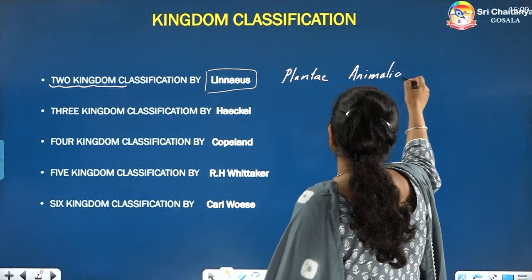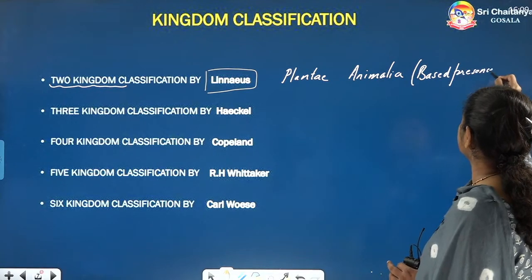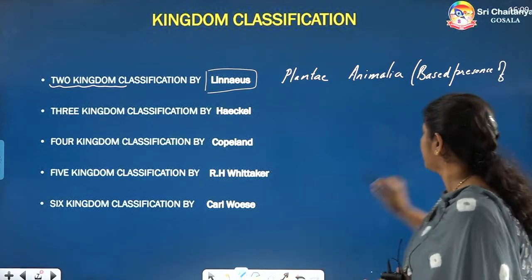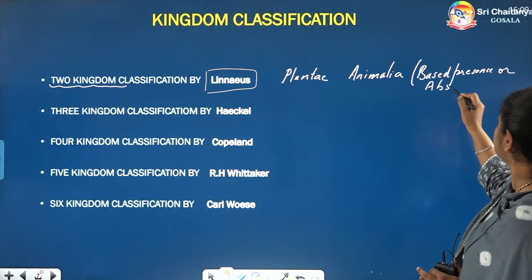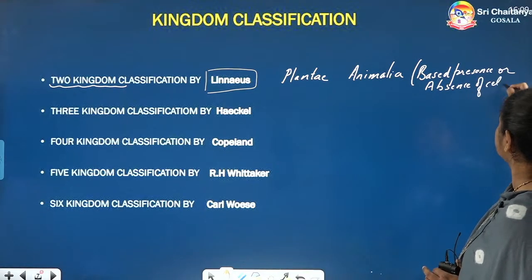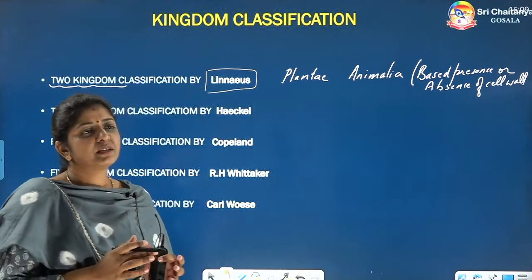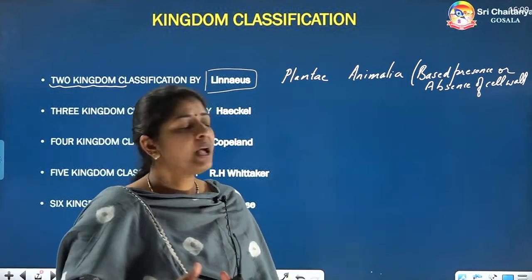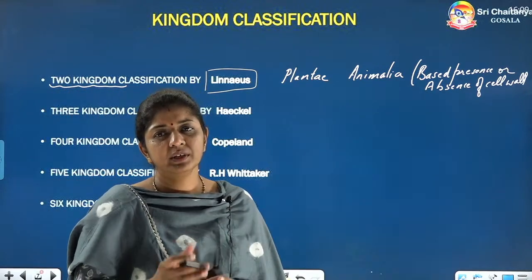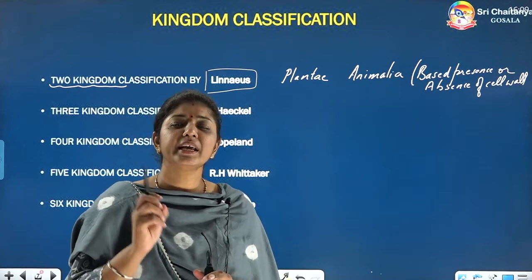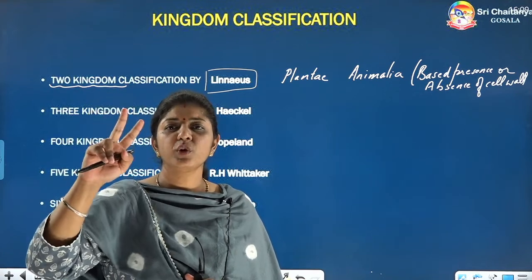right? That is based on presence or absence of cell wall. Fine. So he classified the living organism into plants and animals, right? And the criteria of classification for him was presence or absence of the cell wall, right? This was the first kingdom classification based on proper hierarchy of classification. He started with two kingdoms, right?